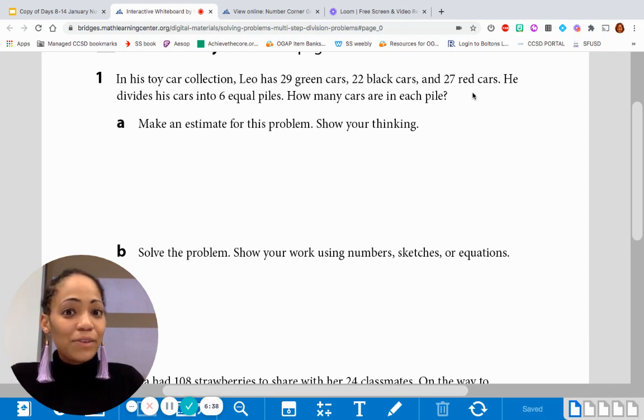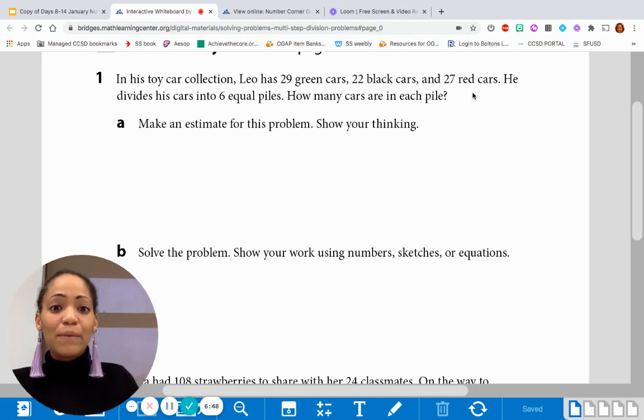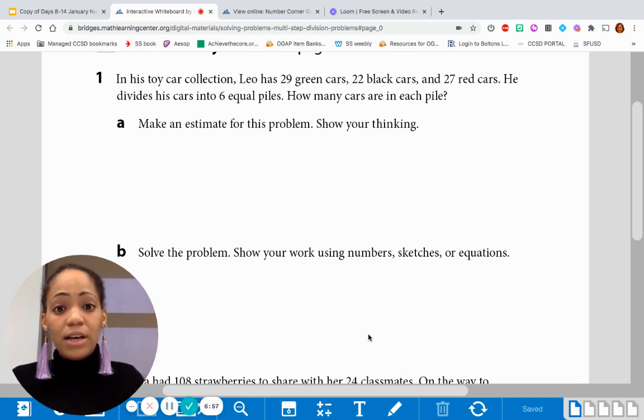Yeah. And if you didn't think about this, maybe you will next time. Our answer has to be more than 10 because 6 times 10 is 60 and we have 80. So we know our answer is going to be more than 10. So that would be an estimate. Okay. And anybody want to have any other thoughts?